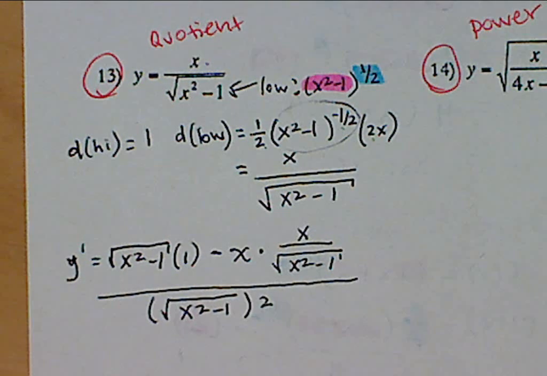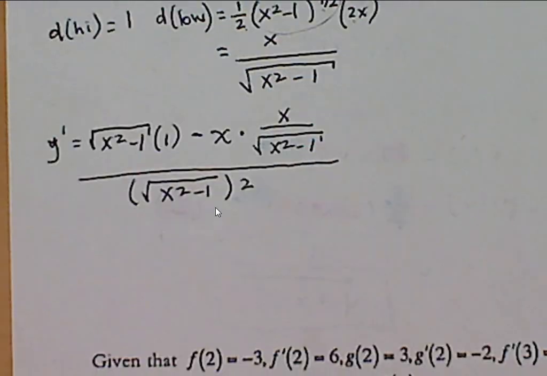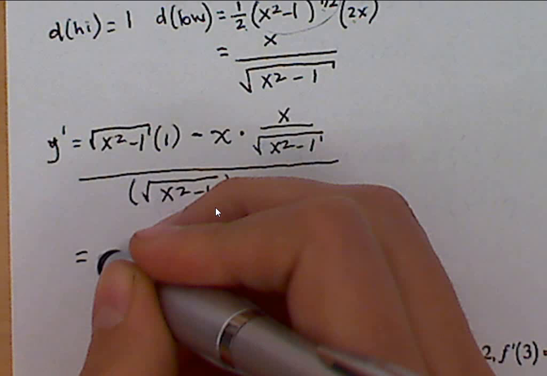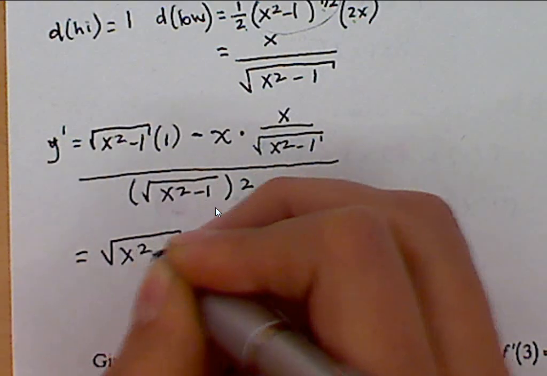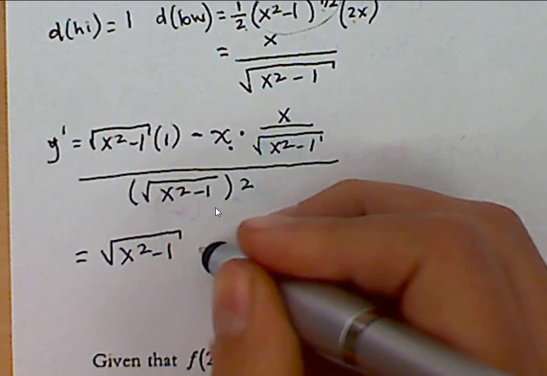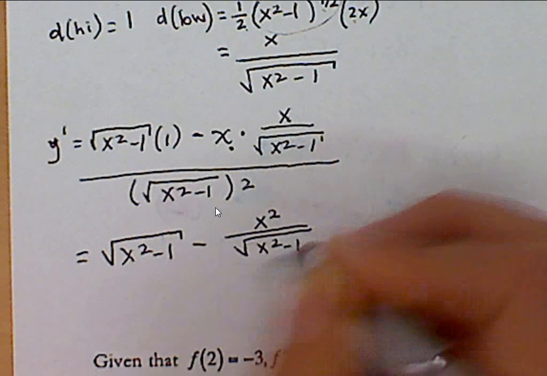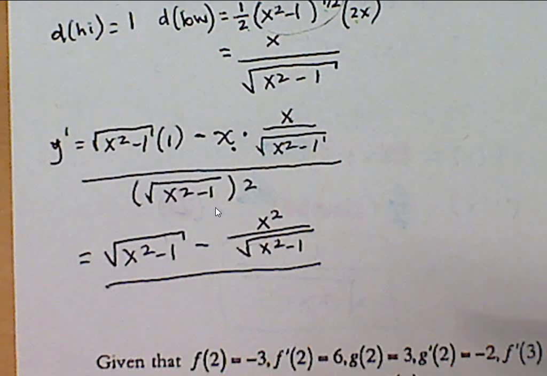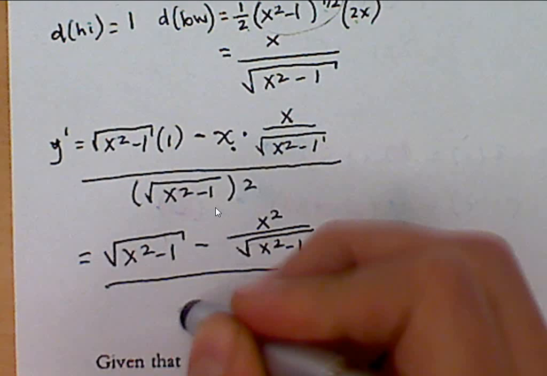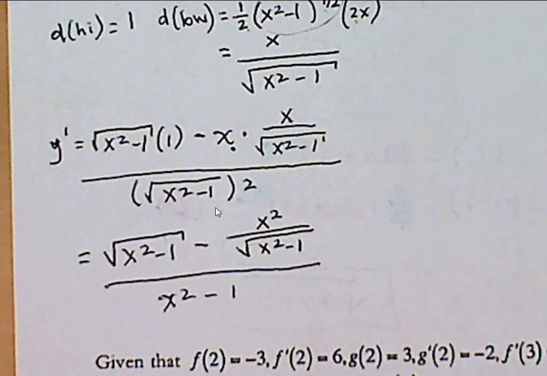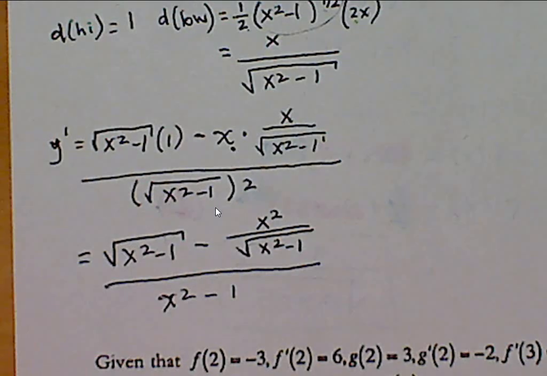Let's do a tiny bit of simplification. This first term will stay the same, so x squared minus 1. When I multiply these two x's, I get x squared over the square root of x squared minus 1. And then in the denominator, my square root and my square cancel out to be x squared minus 1. And we can just leave it like that.